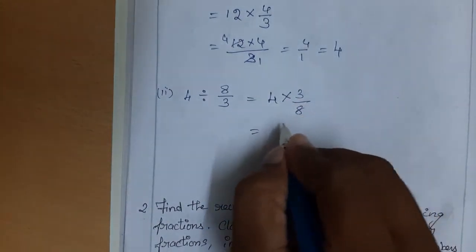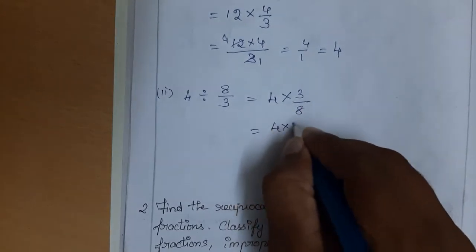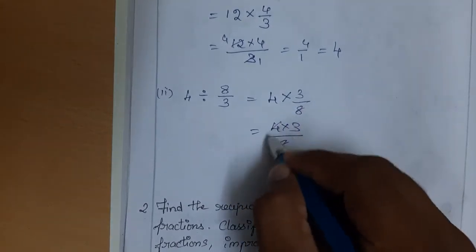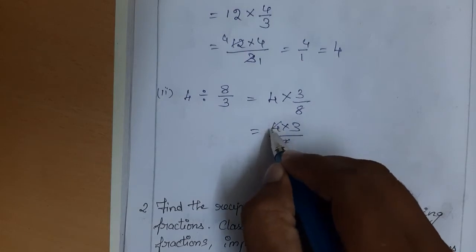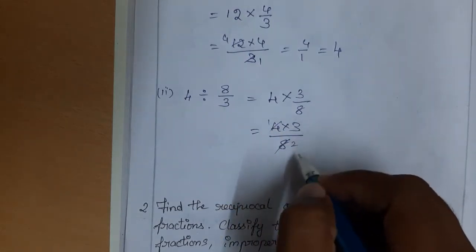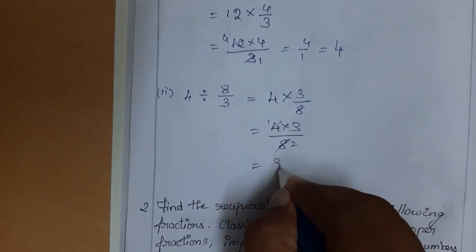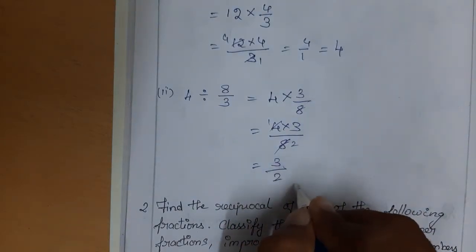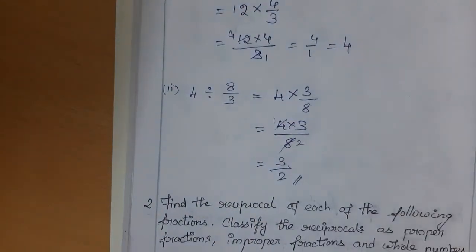So now you can multiply the numerator and the denominator. 4 into 3/8, and 4 and 8 have the common factor 4, 1 time and 2 times, and the 3 ones are 3, divided by 2, which is the simplified form. So let me stop here. Clear?